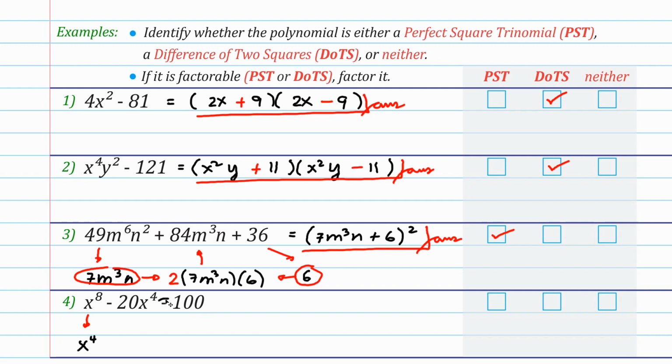Oops. Meron tayong importanteng sign. Negative. It's not positive. Kung negative yan, perfect square ba? A perfect square is not ever a negative number. Therefore, hindi siya perfect square. Therefore, it's neither a PST nor a difference of two squares. So, hindi mo pwedeng i-factor using any of these two methods.